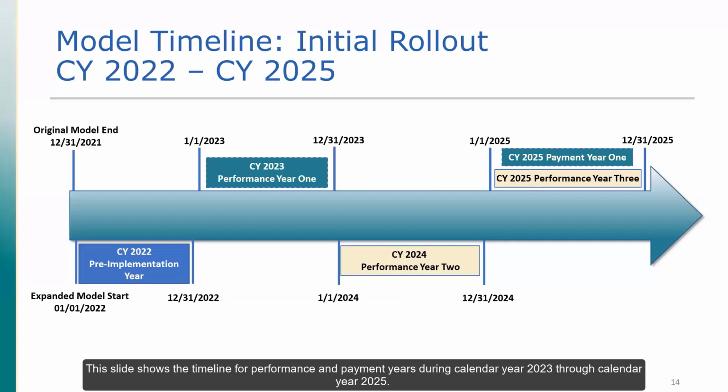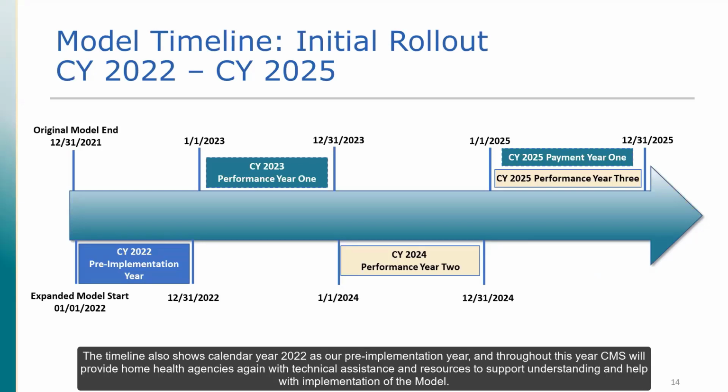This slide shows the timelines for performance and payment years during calendar year 2023 through calendar year 2025. Home health agency performance during calendar year 2023, again, is going to determine the level of payment adjustment that will be applied during calendar year 2025. The timeline also shows calendar year 2022 as our pre-implementation year. And throughout this year, CMS will provide home health agencies, again, with technical assistance and resources to support understanding and help with implementation of the model.